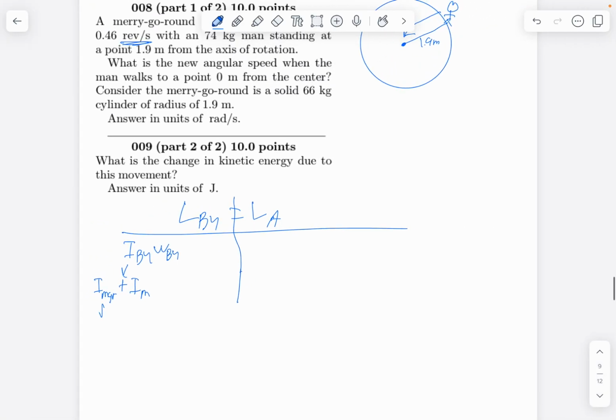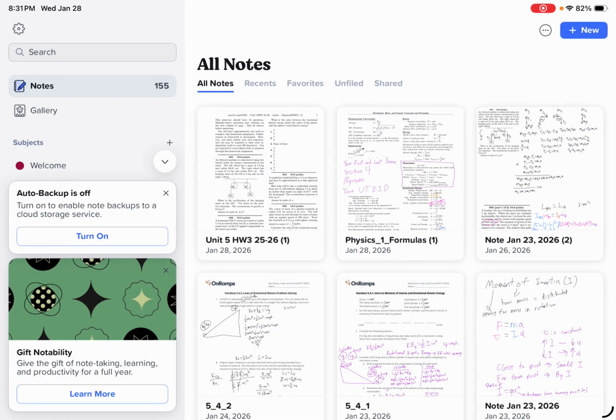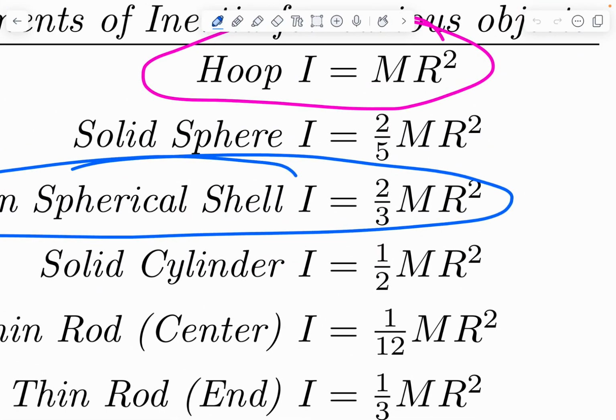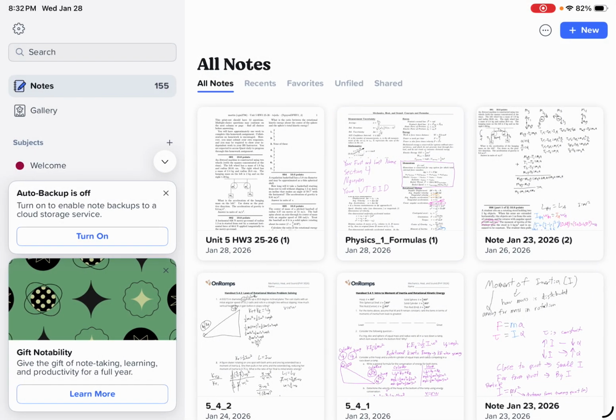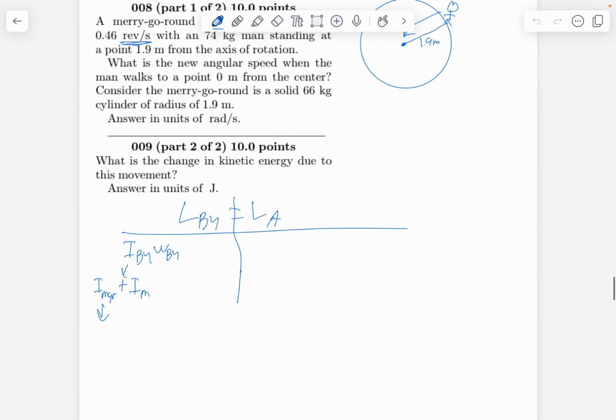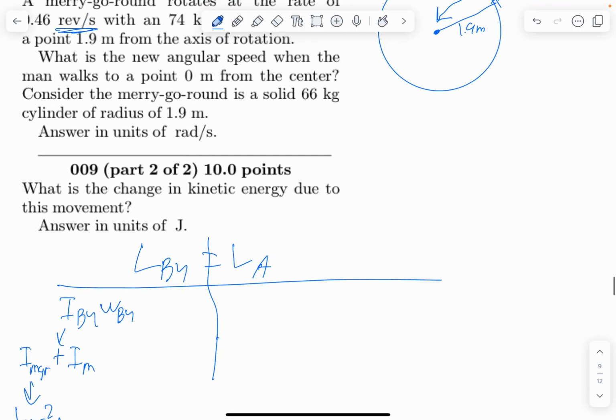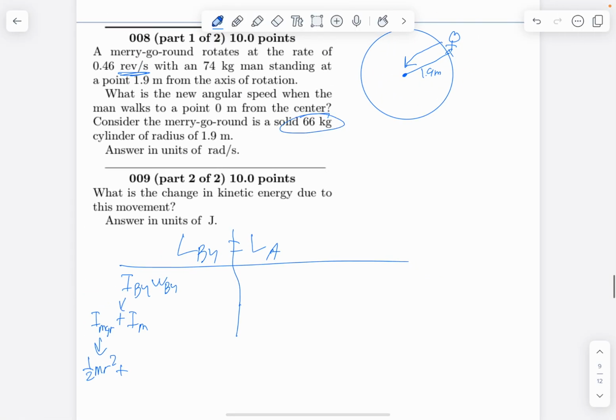So the merry-go-round is a solid cylinder. So the formula for a solid cylinder is 1/2 mr squared. Also, go Atlanta Hawks. And then the person, we can treat the person as a point mass. Oh, you gotta be careful. This is the mass of the merry-go-round. My mass of the merry-go-round is 66. Yours is a different number.